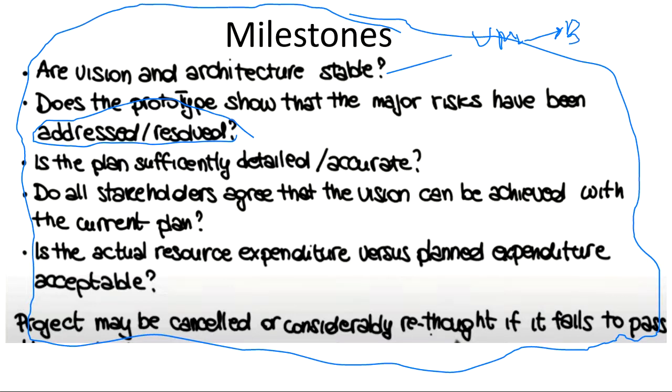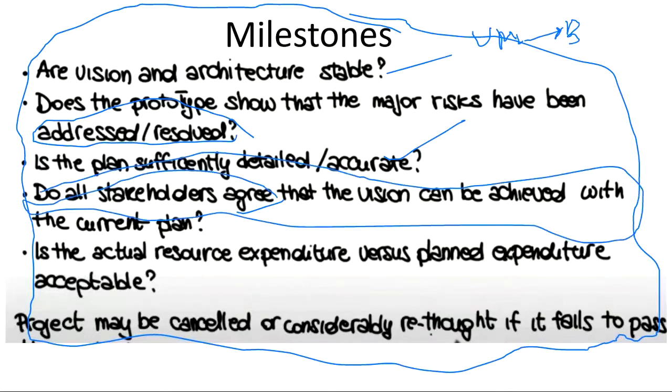Okay, is your plan detail sufficient or accurate? Does all the stakeholder agree that the vision can be achieved with the current plan? ये तो वैसे inception phase में ही you have to achieve. Everyone should agree, means all the stakeholders should agree on your architecture also. What is the resource expenditure versus the planned expenditure? Acceptable means, suppose initially you asked the user 50,000, but now you are saying that no, we need 60,000 budget. So is this acceptable or there is some corruption going on? So everything should be clear.